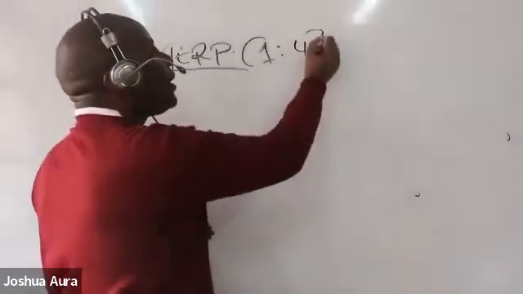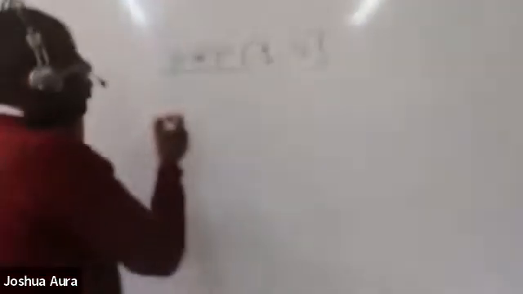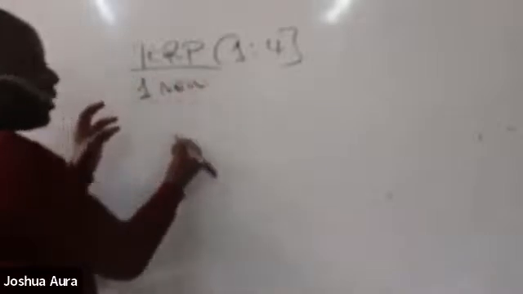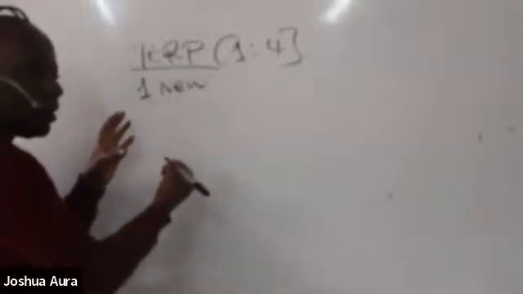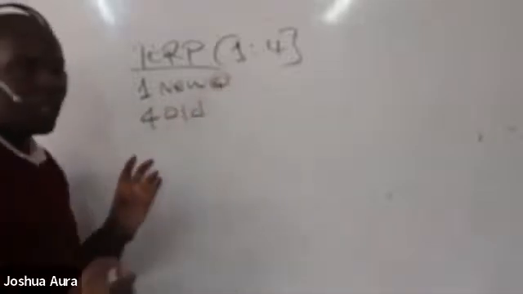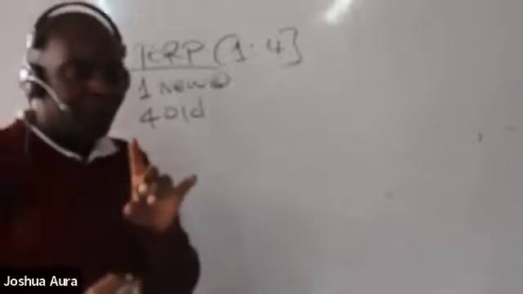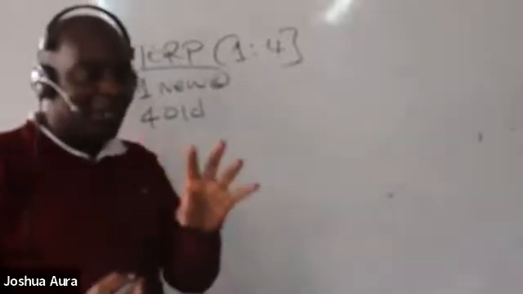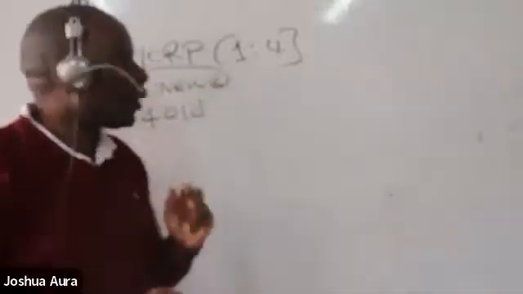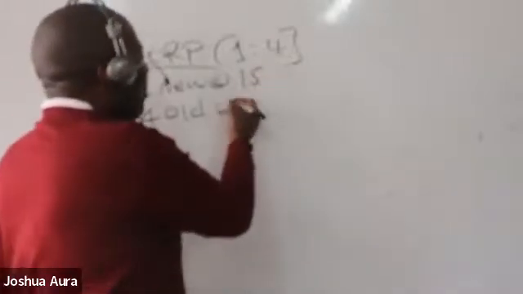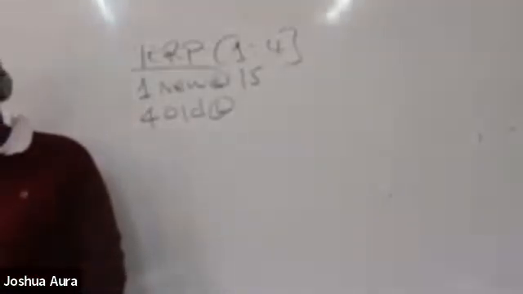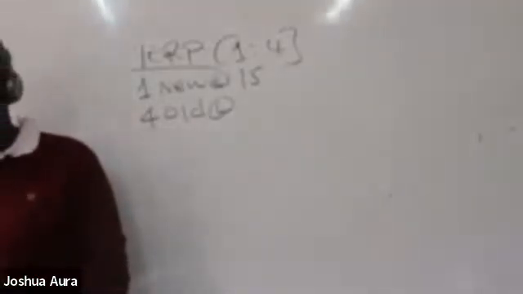Once you tell me that this is 1 is to 4, I will arrange this in form of a table. Say 1 what here, somebody? 1 new, and then how many old? 4 old. So the new shares will be going for how much? The new are the rights shares, given out at a discount, which is 15, isn't it? How about the old ones? The old ones are coming to us at 20.